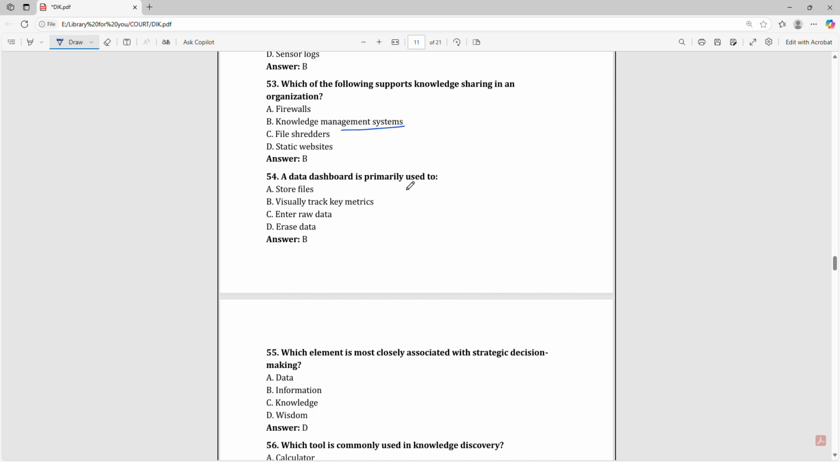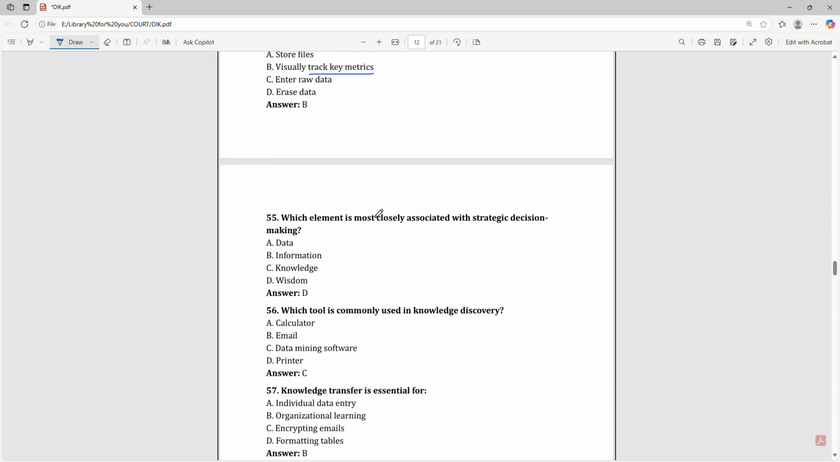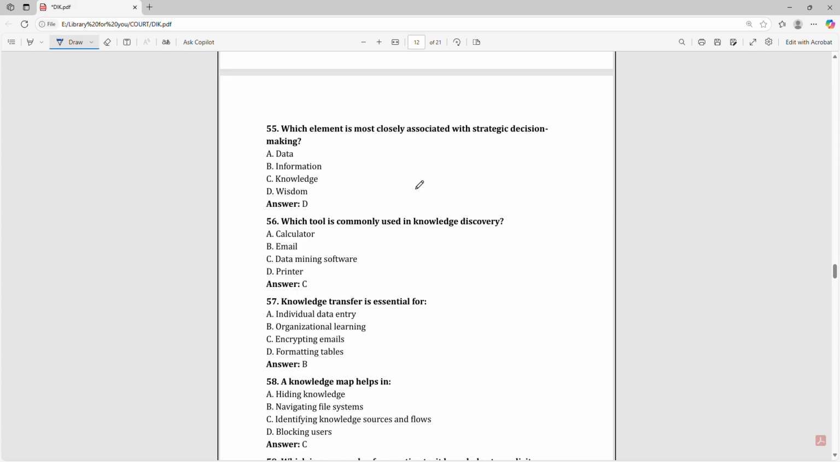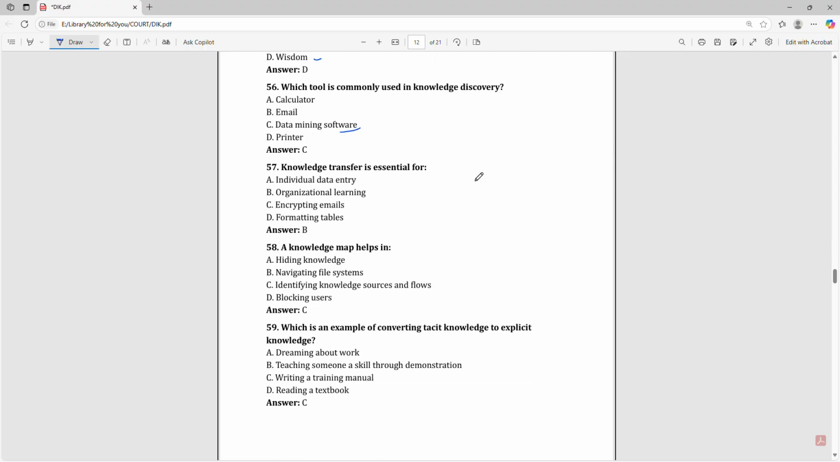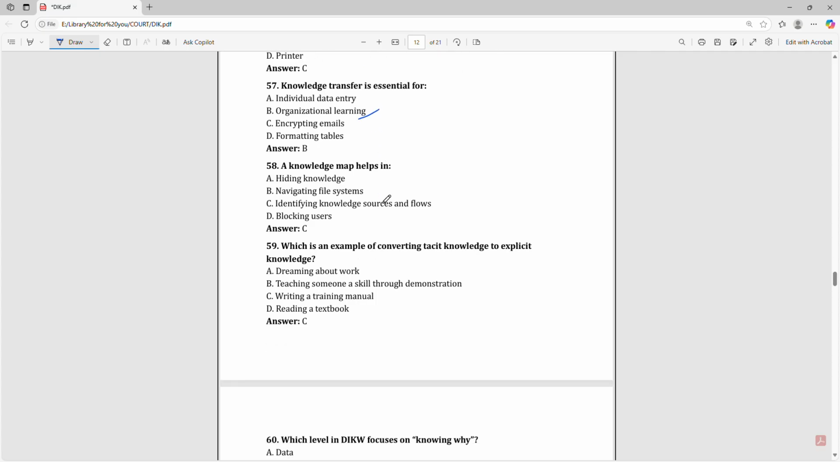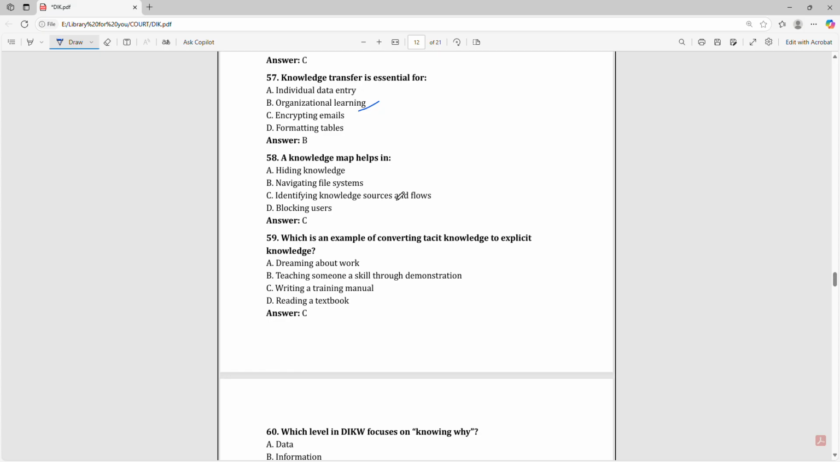A data dashboard is primarily used to visually track key metrics. Which element is most closely associated with strategic decision making? That is wisdom. Which tool is commonly used in knowledge discovery? Data mining software. Knowledge transfer is essential for organizational learning. A knowledge map helps in identifying knowledge sources and flows.